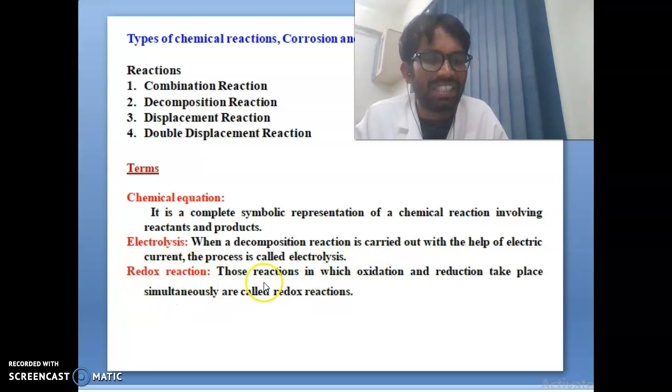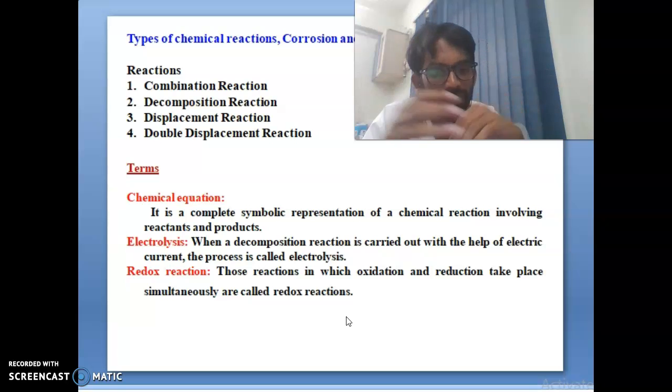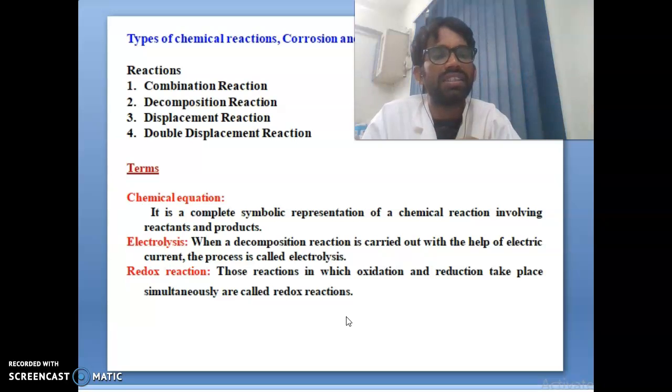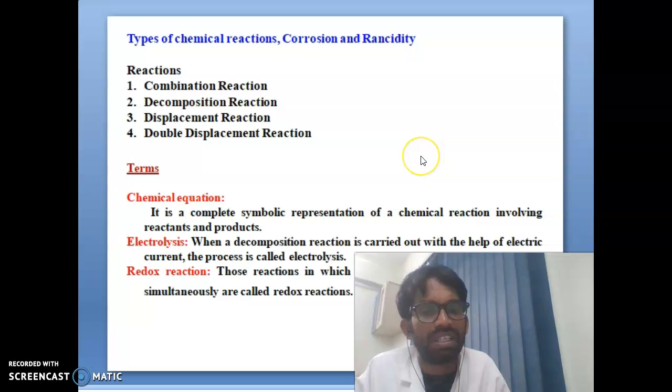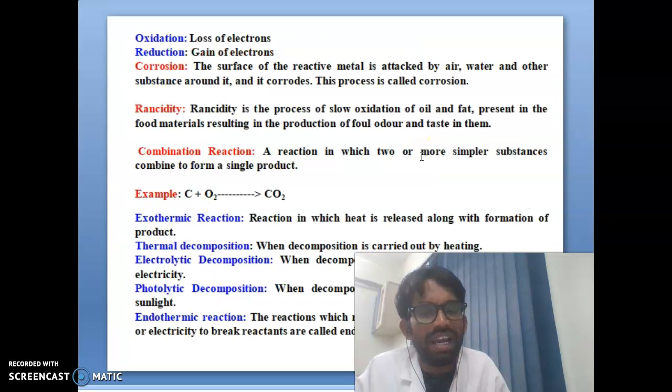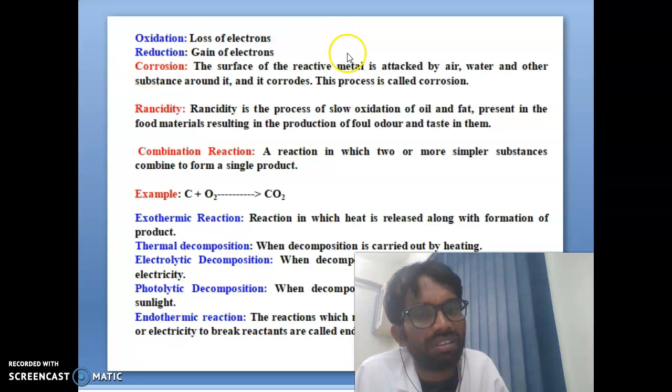What is a redox reaction? Those reactions in which oxidation and reduction take place simultaneously are called redox reactions. Both oxidation and reduction take place at the same time, and that type of reaction comes under redox reactions. Next, what is oxidation and what is reduction? Loss of electrons is called oxidation, and reduction means gain of electrons.